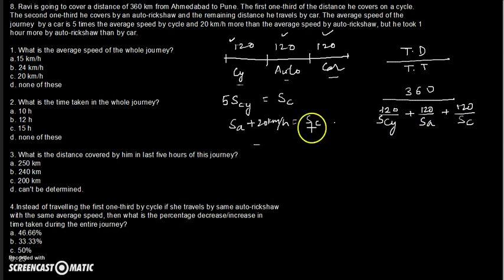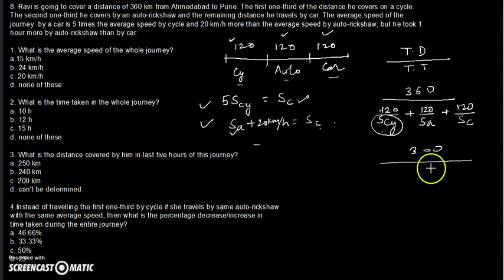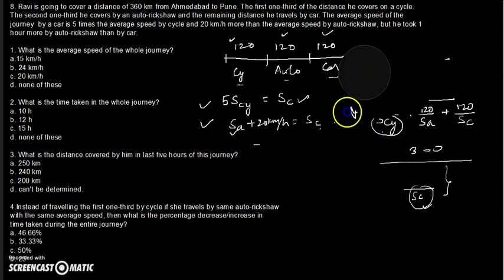Although you have this information, if you substitute the speed of the cycle with that of the car and the speed of the auto with that of the car, you will get an expression with some numbers and some expressions with the denominator as the speed of the car. You will see that it will be kind of cumbersome to solve this way. So rather than using this approach, let's try another one.